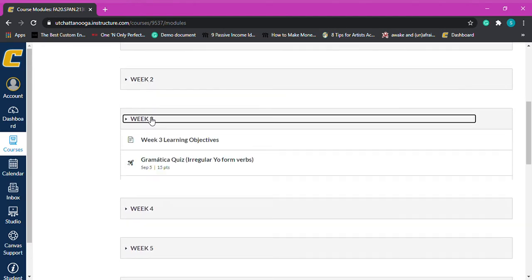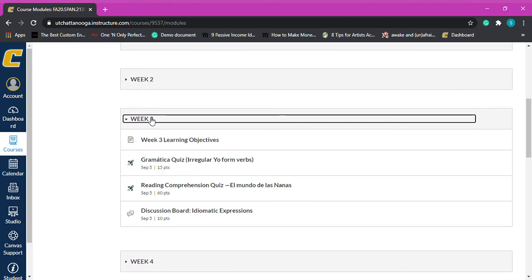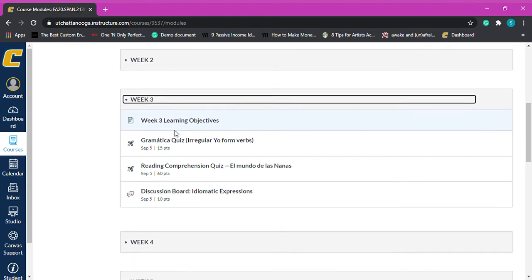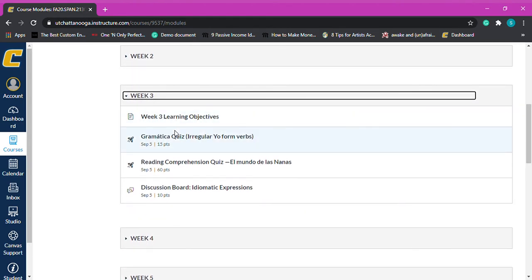And then in week 3, we need to be able to figure out the main messages when reading text in Spanish. We need to be able to correctly use the present indicative and be able to demonstrate critical thinking skills, as well as taking another grammar quiz and another comprehension quiz.